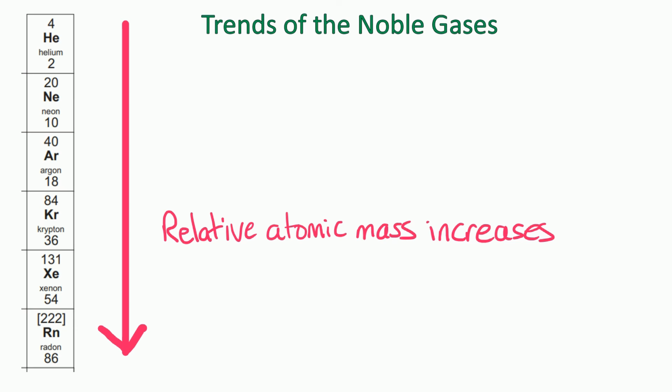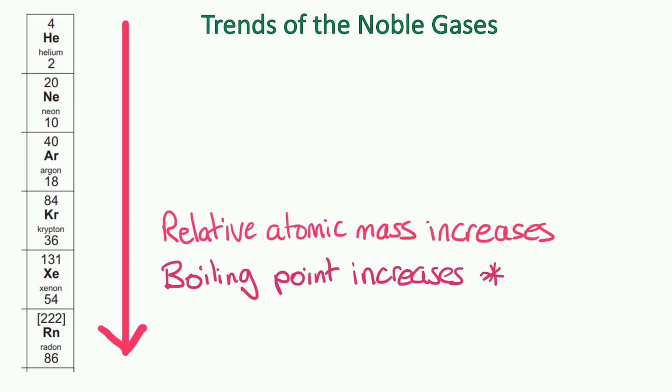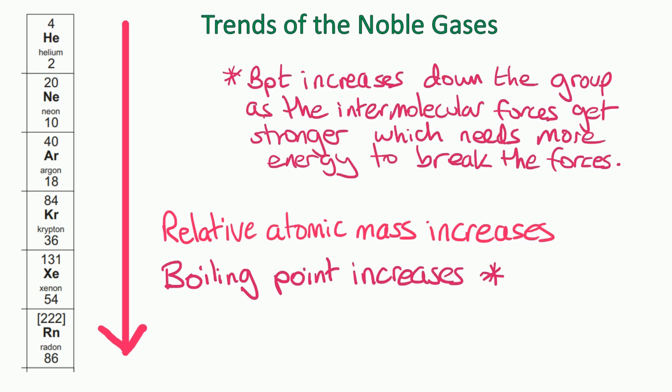Also, the boiling point increases. So the boiling point increases as you go down the group because the intermolecular forces get stronger, and these forces are going to need more energy to break the forces. And finally, the density increases. So if we filled a balloon with each of these gases, we know how light helium is compared to air, so it would float upwards. And as you go down the group, each balloon would feel heavier than the last one because the density is increasing.